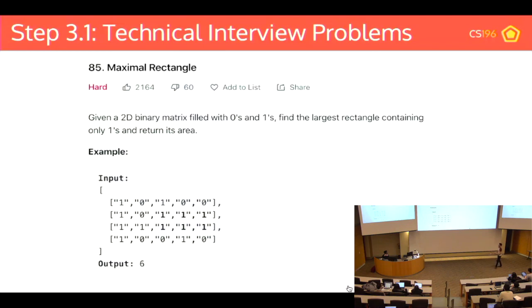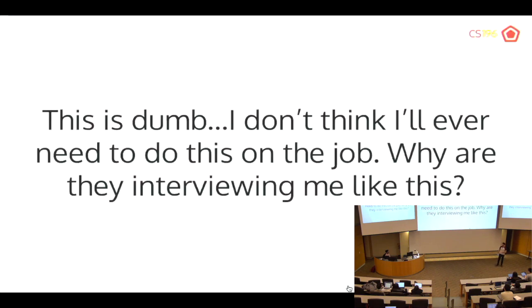A hard problem: you're given a 2D array filled with zeros and ones, and you need to find the largest rectangle containing only ones and return its area. This is a very difficult problem, and you'll see why once you take CS225 and learn some searching algorithms, but it seems really stupid.